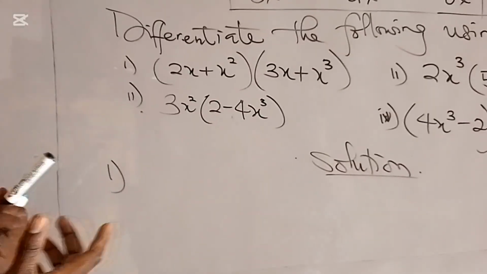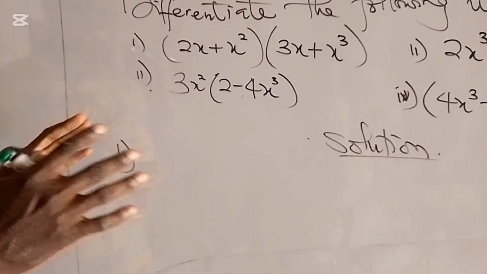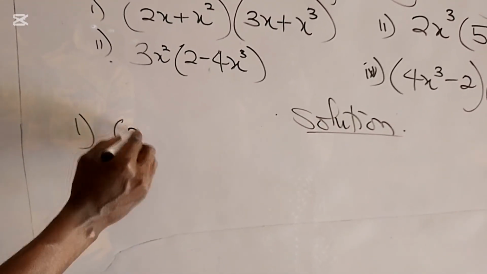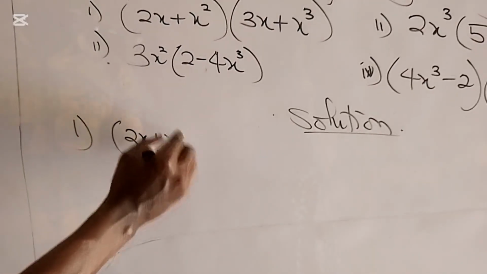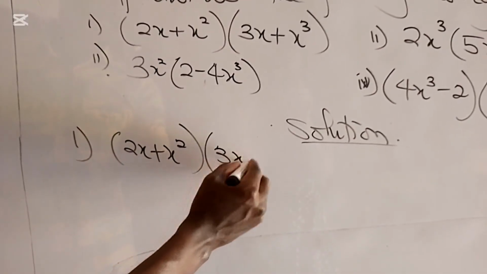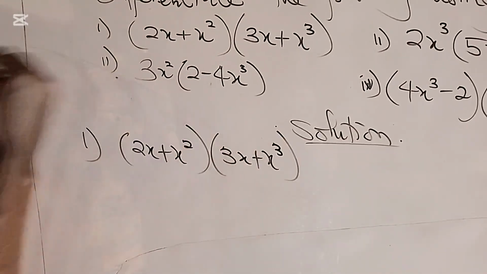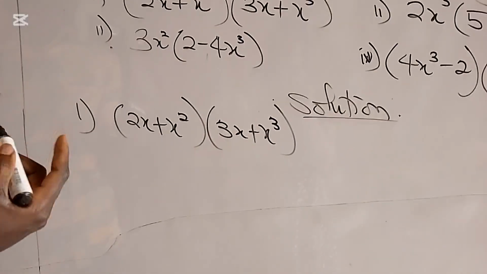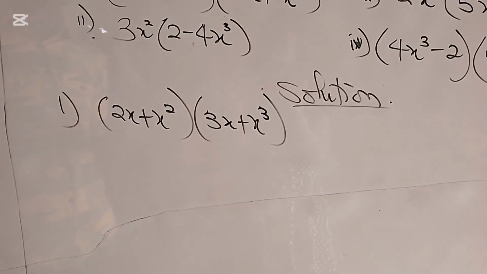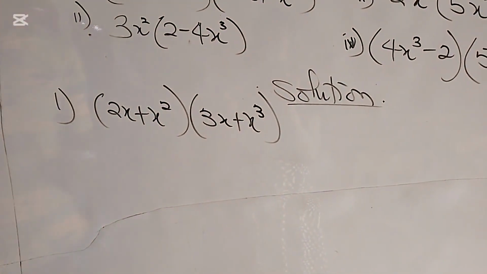First of all, if you want to solve any mathematical question, if the question is not lengthy, you write it down. So we have 2x plus x squared multiplied by 3x plus x cubed. So how do we go about it? We already established the formula which we have.